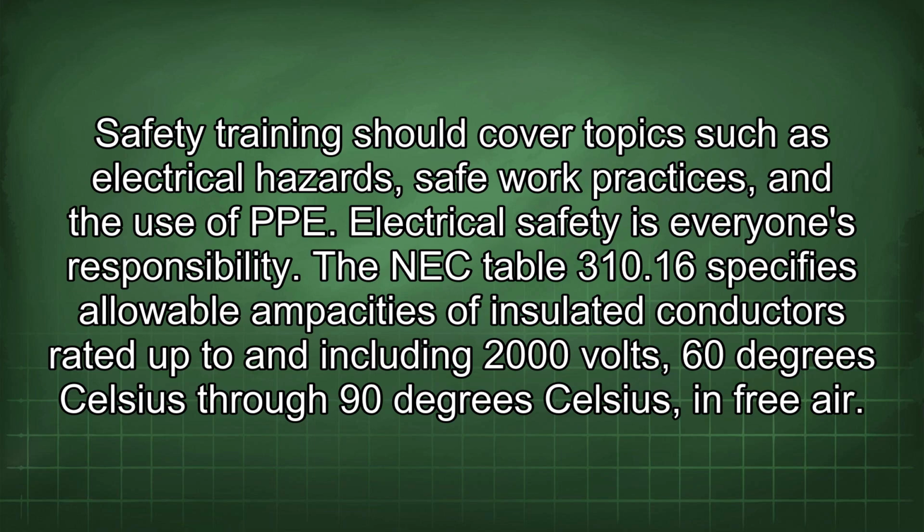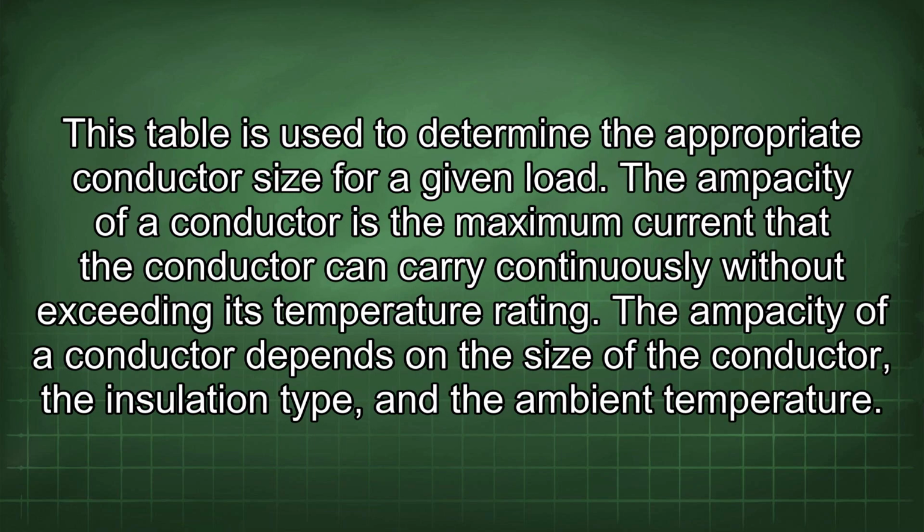The NEC Table 310.16 specifies allowable ampacities of insulated conductors rated up to and including 2000 volts, 60 degrees Celsius through 90 degrees Celsius, in free air. This table is used to determine the appropriate conductor size for a given load. The ampacity of a conductor is the maximum current that the conductor can carry continuously without exceeding its temperature rating. The ampacity of a conductor depends on the size of the conductor, the insulation type, and the ambient temperature.